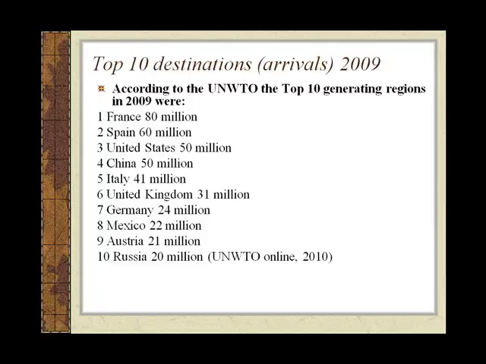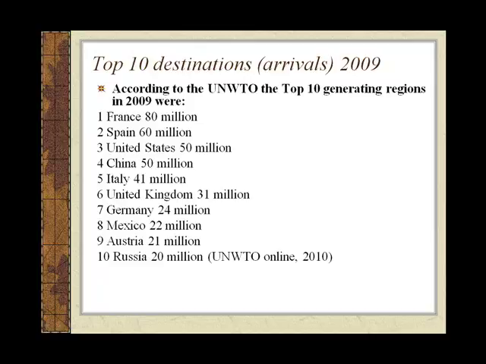The United States in third place, and it's bouncing back after the Bush administration, and China with 50 million in fourth place. And it's the world's fastest growing destination and could potentially be the most popular destination between 2015 and 2020, and I will show you in a minute why. The other destinations in 2009 were Italy in 5th, UK in 6th, Germany in 7th, Mexico in 8th, Austria in 9th, and Russia in 10th.